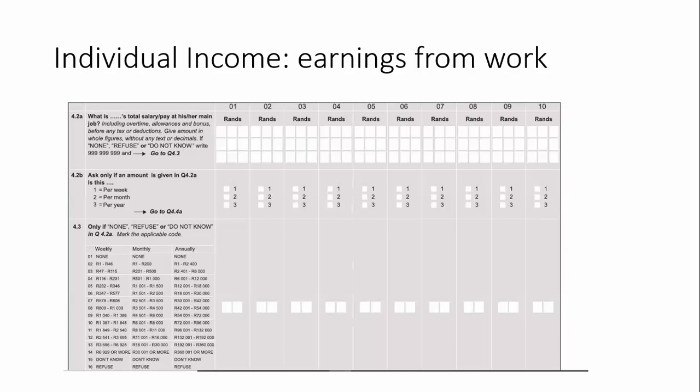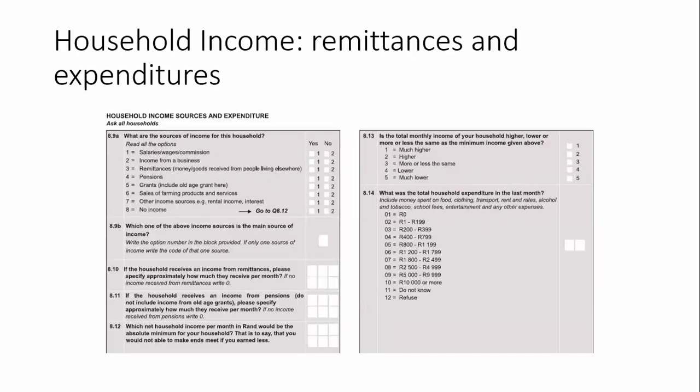For example, we'd expect university graduates to earn much more than people with no education at all. And so if both a university graduate and somebody with no education both refuse, we'll know that the university graduate probably earns 10,000 Rand or more, and someone with no education might earn only a few thousand Rand a month. So that's the basics of imputation. We'll get there in a little bit.